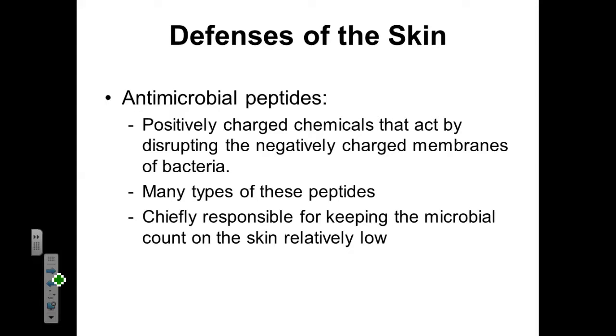On the surface of our skin, we have antimicrobial peptides. These antimicrobial peptides primarily reach the surface of our skin from the sebum that's secreted by the sebaceous glands and from our sweat as well. These antimicrobial peptides have overall net positive charges, and those overall net positive charges allow them to disrupt the overall negatively charged membranes of bacteria. We have a plethora of different peptides that have antimicrobial properties, and they help to keep the microbial count on our skin relatively low. If it wasn't for these peptides, we would have a free-for-all on our skin.